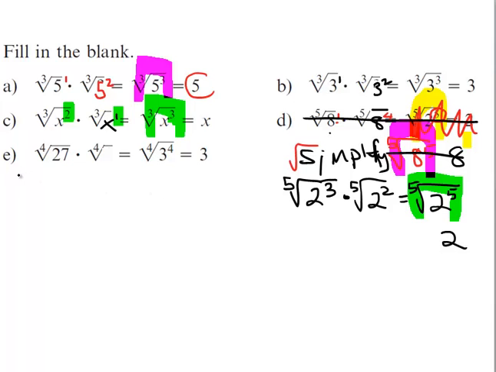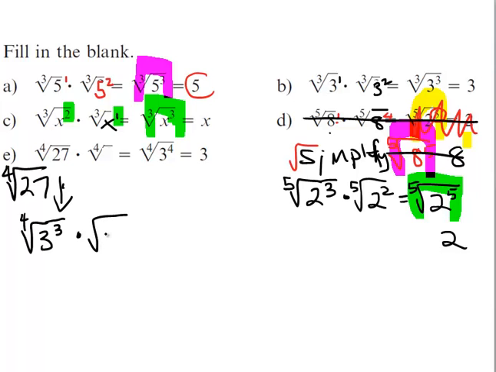So here, I'm going to get another chance. Here is the 4th root of 27. Before I do anything, I'm going to break that down, because I know that that's the same as the 4th root of 3 to the 3rd. And then I'm going to multiply that by whatever it's going to take to get from 3 to 4.